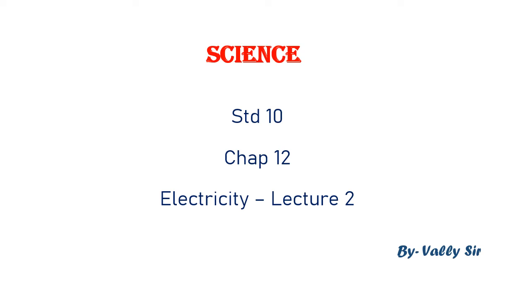I is equal to Q by T. What is the definition? The net charge passing through the cross-section area of a conductor in unit time is the electric current. I is equal to Q upon T. And we have seen in metals, the charge is due to the free electrons which carry the negative charge.